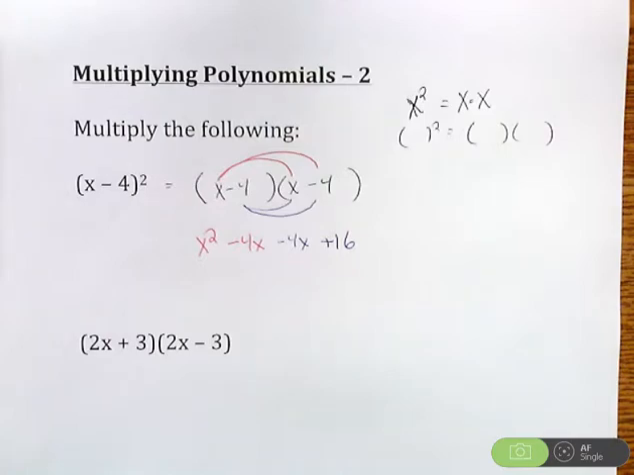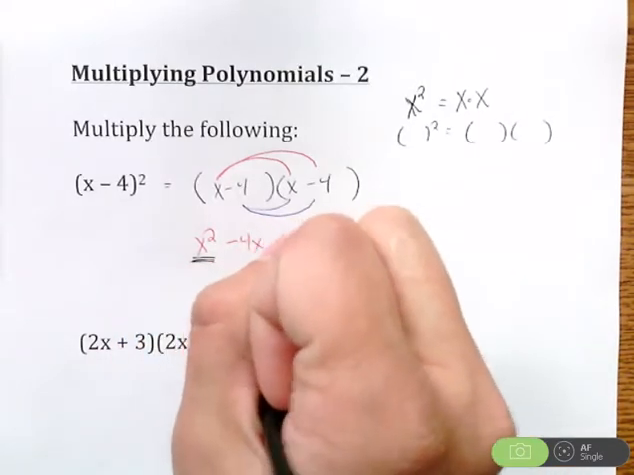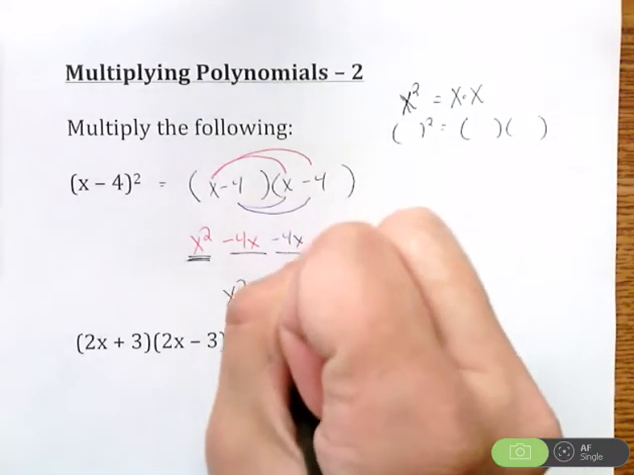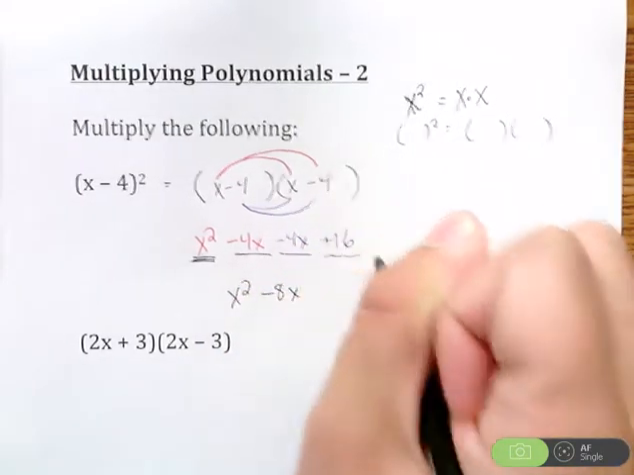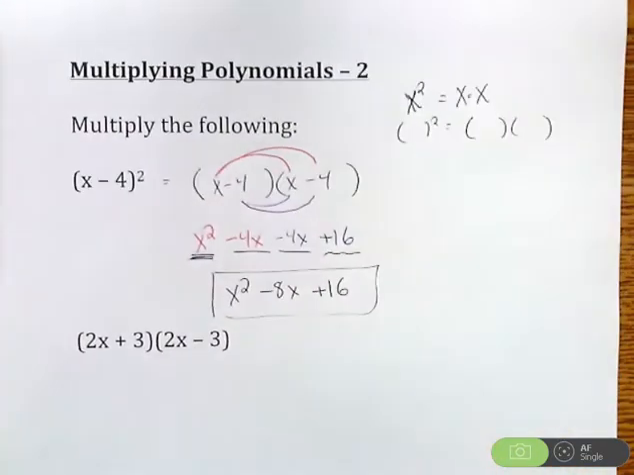Only thing left to do is combine like terms there. So start with the x squared. I have an x squared term here that combines with nothing. I have a negative 4x and negative 4x, which is negative 8x. And then I'm left with a plus 16 on end. So I have my answer there in standard form.